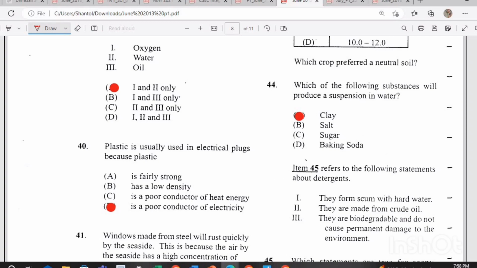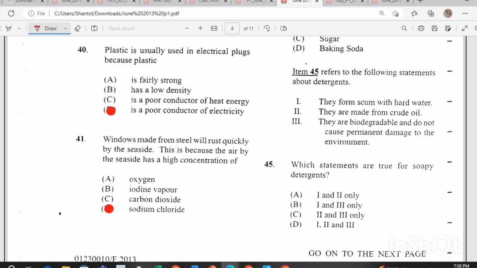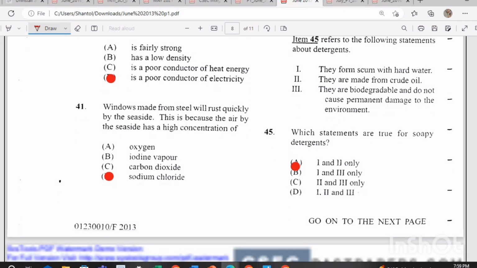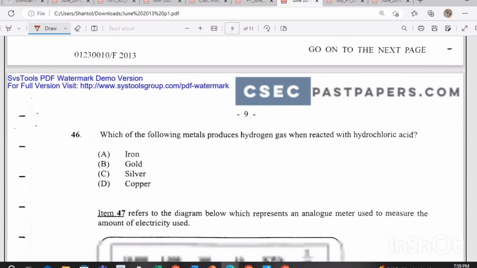Item 45 refers to the following statements about detergents. 1. They come with hard water. 2. They are made from crude oil. 3. They are biodegradable and do not cause permanent damage to the environment. Which statements are true for soapy detergents? If you said the answer is A, you are correct. The false statement there would be that they do not cause permanent damage to the environment.